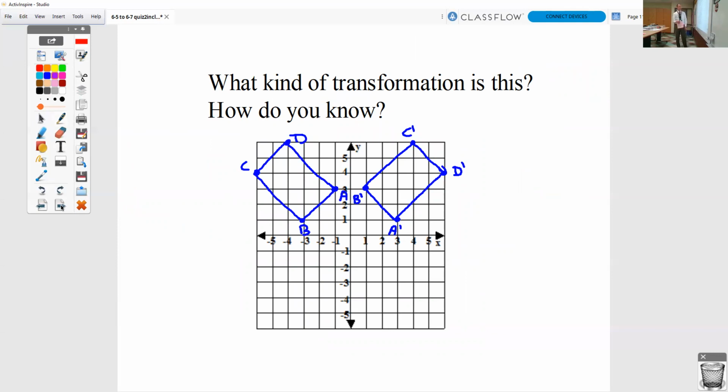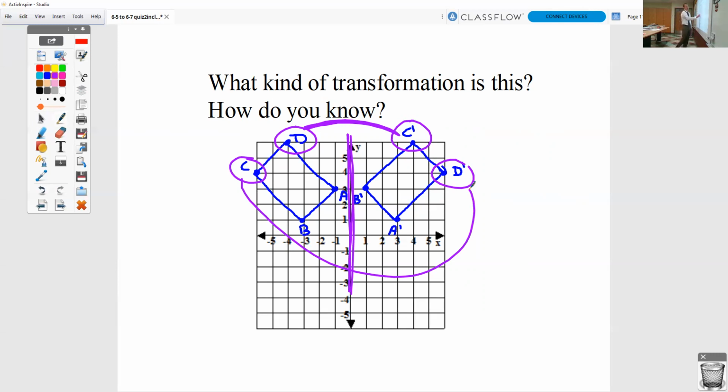Now, be very careful of a question like this. A lot of people will look at this one and they'll go, hey, this is a reflection. It's that flipped mirror image. However, you have to pay special attention sometimes to the letters, right? If this was a reflection, which it's not, the letters would match up perfectly. Notice that the C prime is matching up with the D, and the C is matching up with the D prime. This is not a reflection.